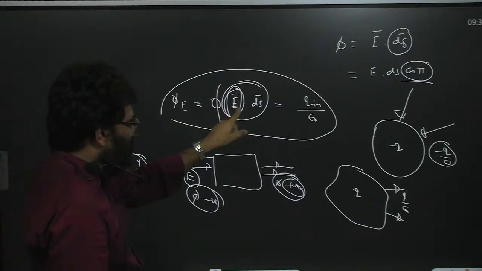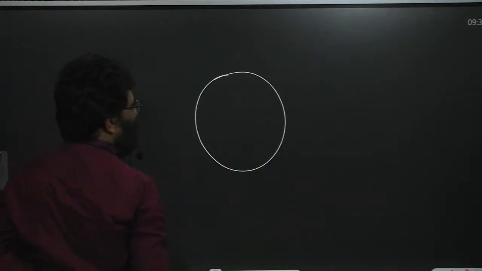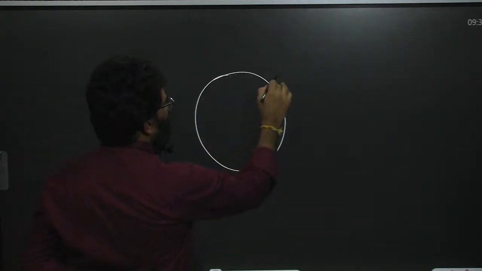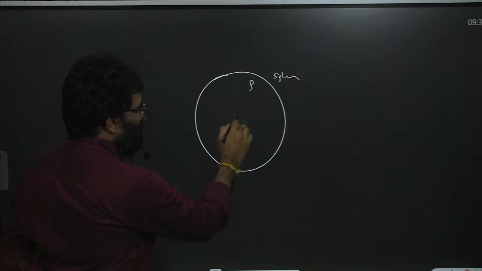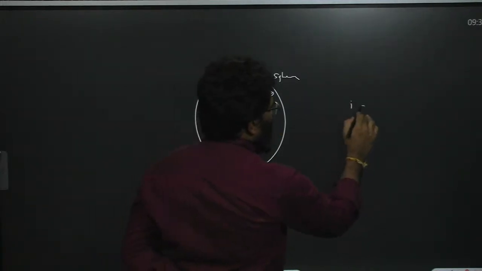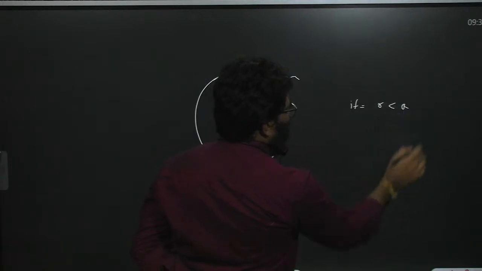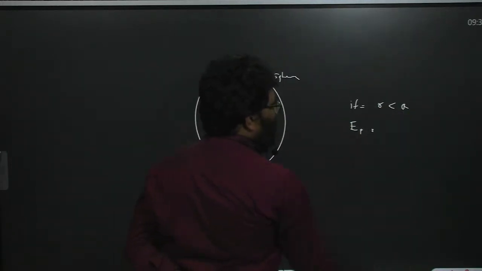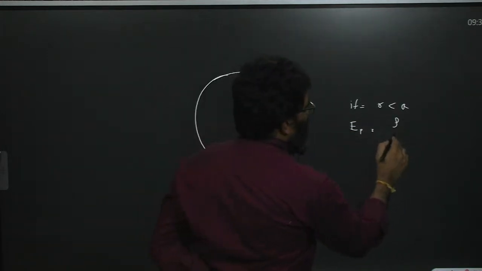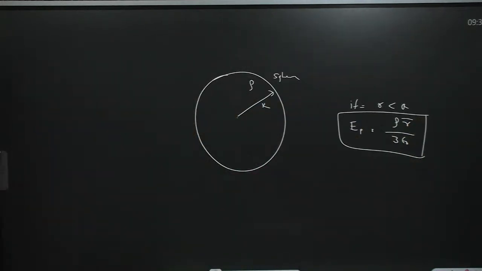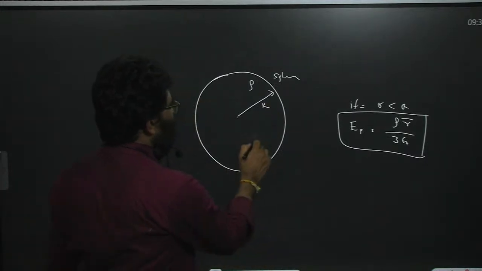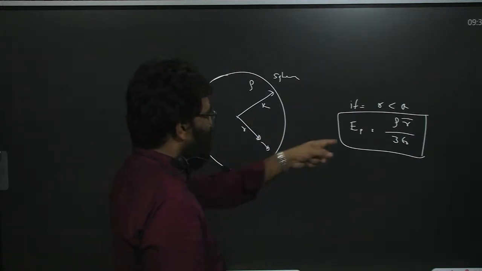Now you can consider flux. Suppose you take a uniformly charged sphere with charge density rho and radius capital R. If small r is less than capital R, the field at any point inside will be rho r bar by 3 epsilon naught. You remember this; it is a very simple formula. So the electric field at a distance r inside is rho r by 3 epsilon naught, directed away for positive charge and towards for negative charge.